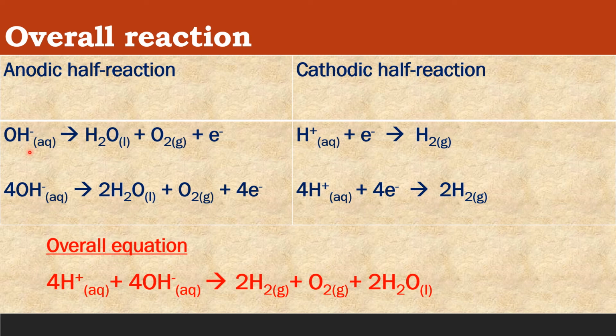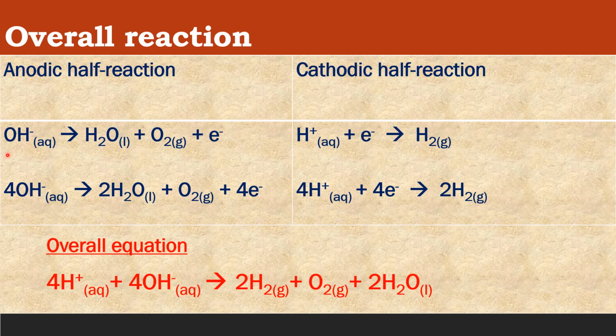So I told you earlier that hydroxide ion is the one that is discharged at the anode, and it produces a molecule of water and oxygen gas by losing one electron. And at the cathode, hydrogen ion is the one that is discharged, and it gains 1 mole of electron to form hydrogen gas. But the number of atoms of each element at the product side and at the reactant side must be the same.